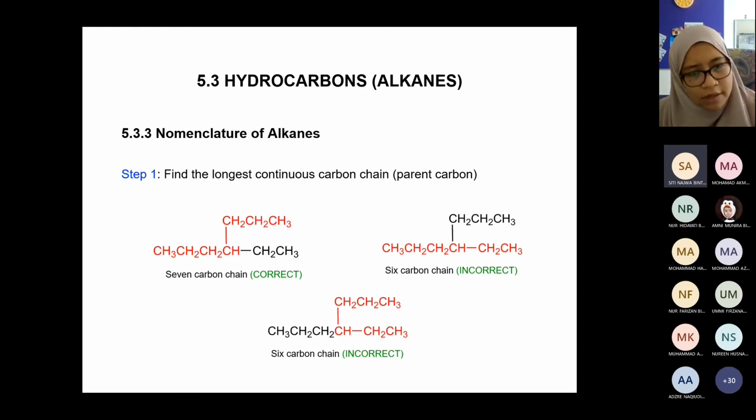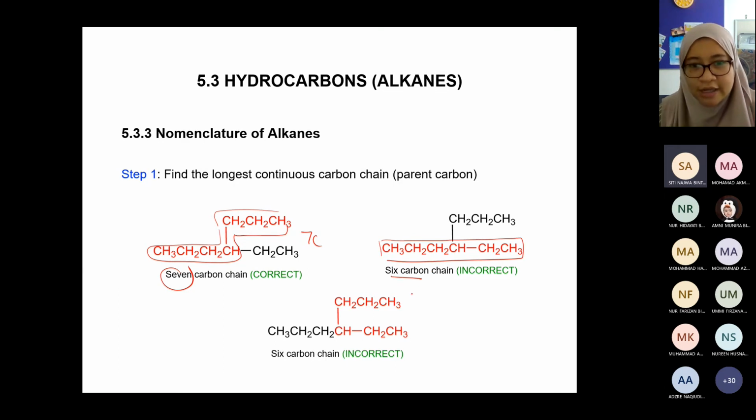Okay, let's go through one by one. Find the longest continuous carbon chain. Like I said, you have to try and error. You can go from left to right, going down. How many carbons do you get? You got 7 carbon. Another option you may consider, but you only got 6 carbon. Another option, continuous and longest, you can consider for this one. However, it also only consists of 6 carbon.